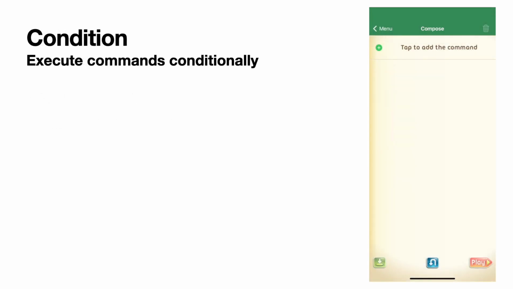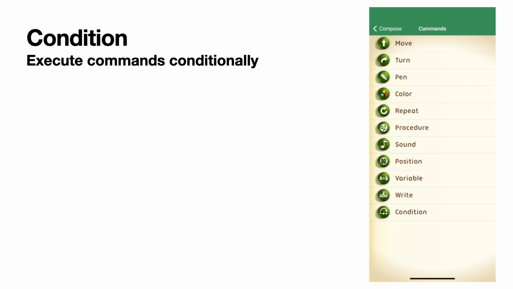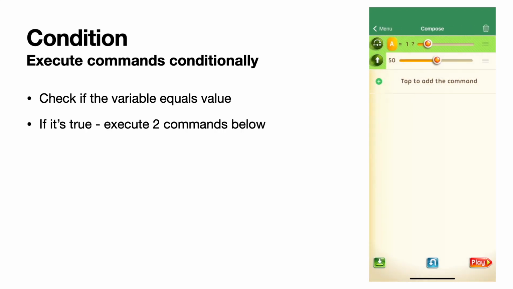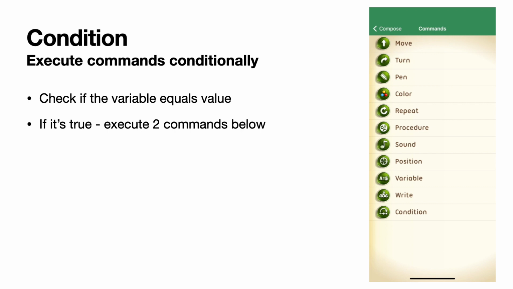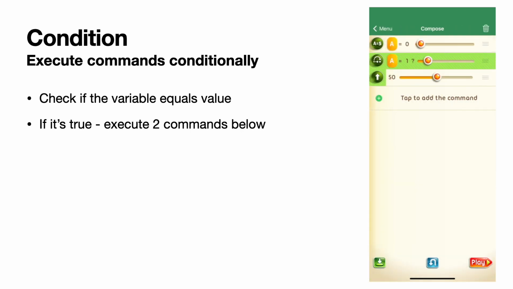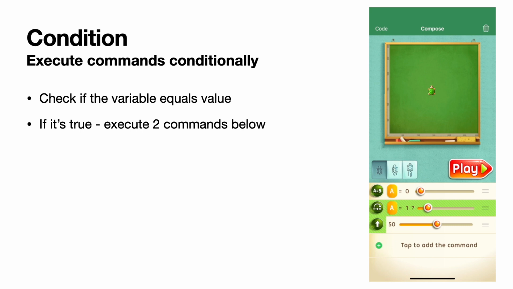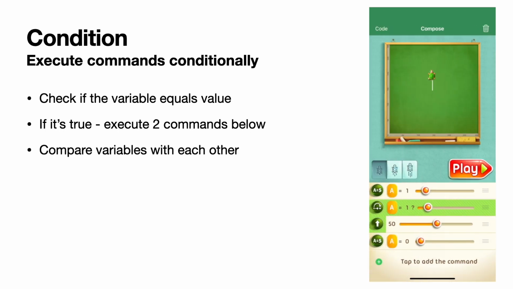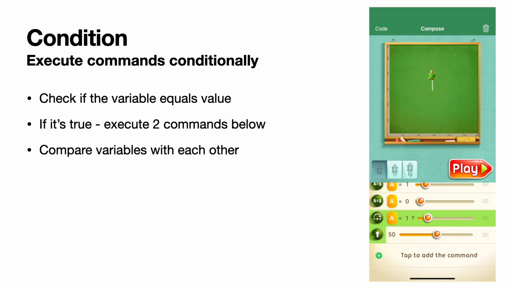The Condition command allows to execute 2 commands below if the condition is true. You can check the value of the variable, and if the value is as expected, commands below will be executed. In the advanced mode, you can compare variables with multiple operators and change the number of the conditional commands.